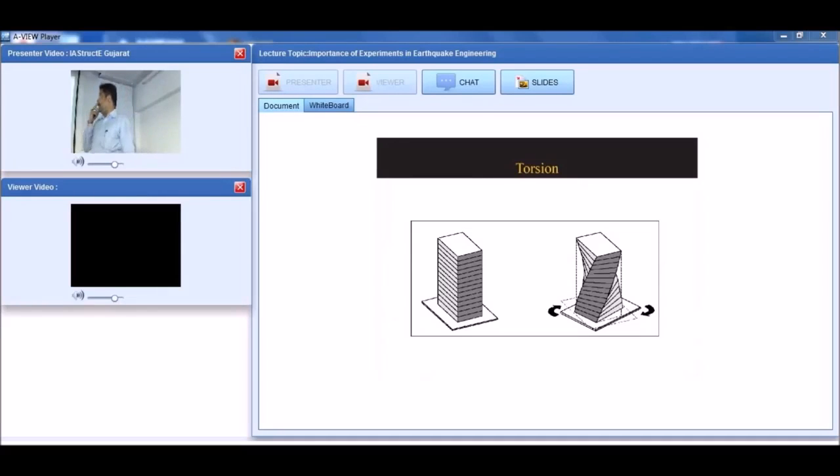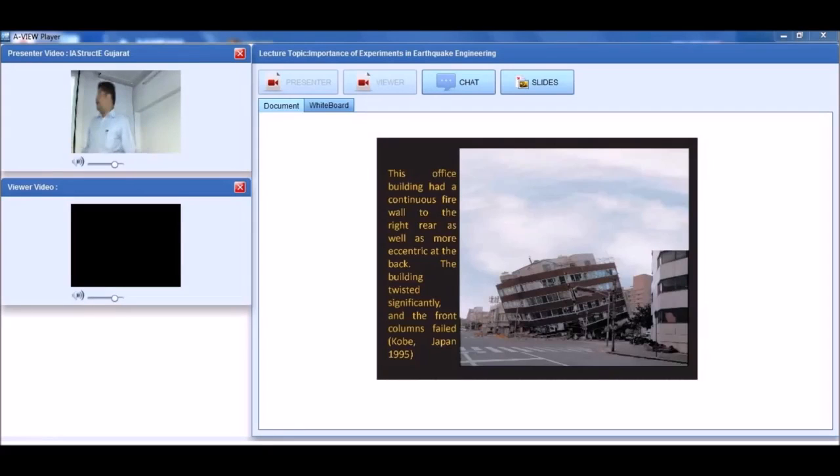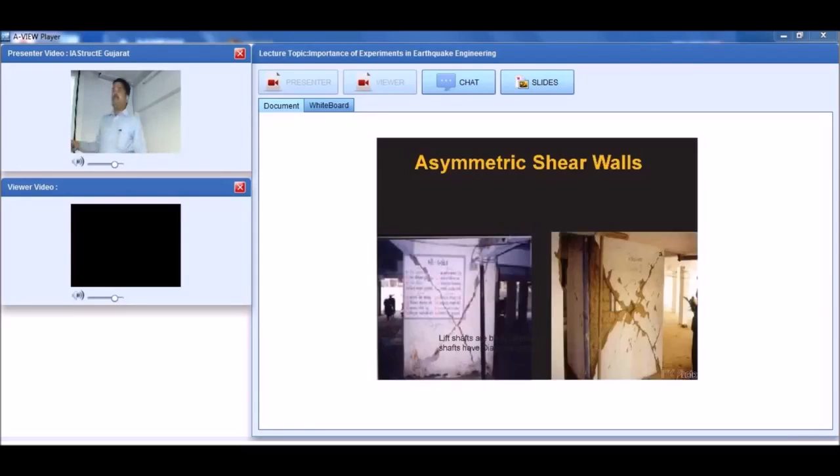Next. So these are the failures you can see. These are failures due to the torsion. Next. You can see these are the asymmetric shear walls which are provided, and we have seen the damages.